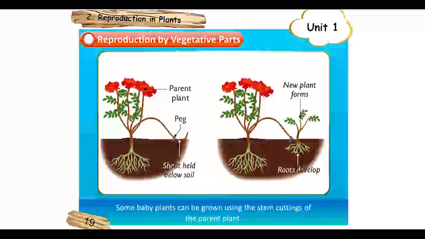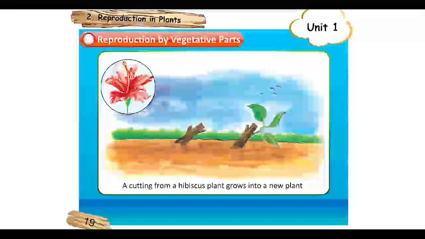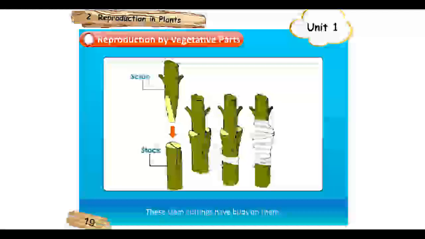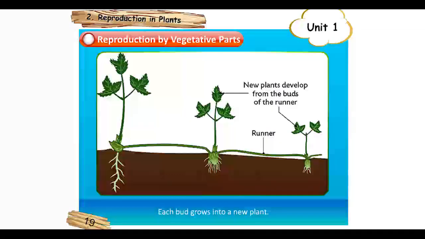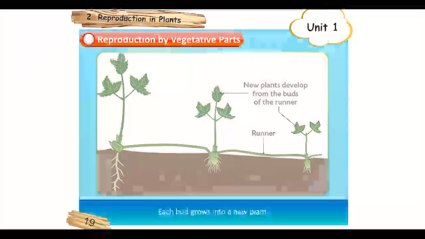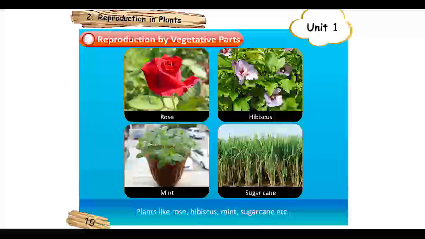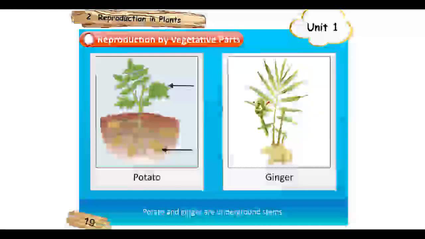By stems. Some baby plants can grow using the stem cuttings of the parent plant. Stem cuttings are pieces of a stem of a plant. A cutting from a hibiscus plant grows into a new plant. These stem cuttings have buds on them. Each bud grows into a new plant. Plants like rose, hibiscus, mint, sugarcane, etc. produce new plants from their stems.